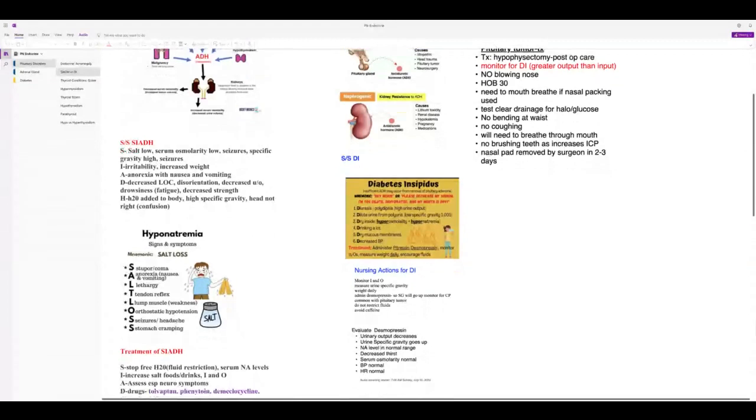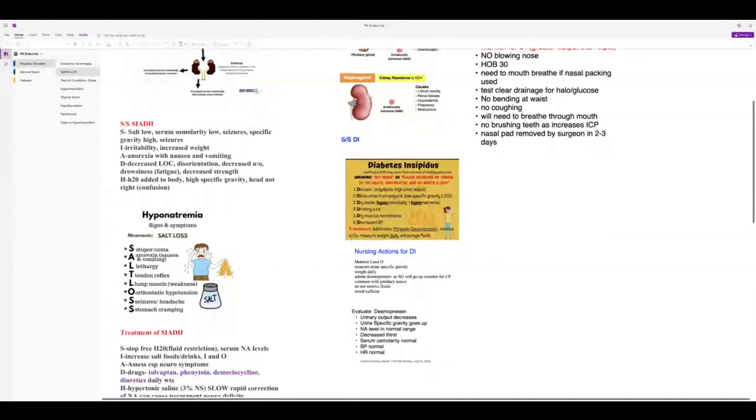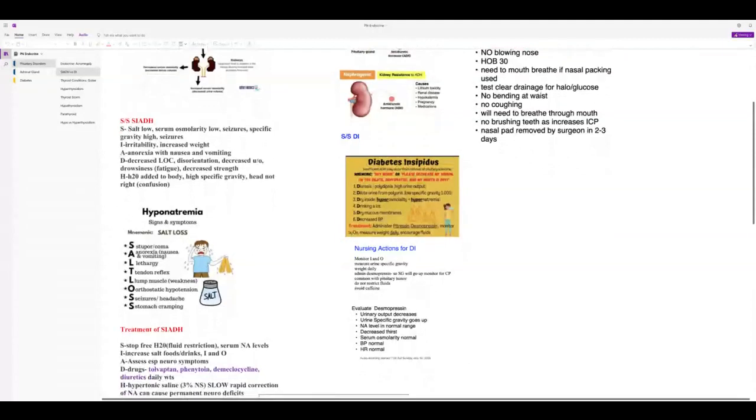And when you're evaluating desmopressin, that means, if you're asked to evaluate a medication, you're looking for symptoms that the patient is getting better, okay? So don't pick the absence of side effects when you get asked to evaluate a medication. The question is asking you, how does this medication work?